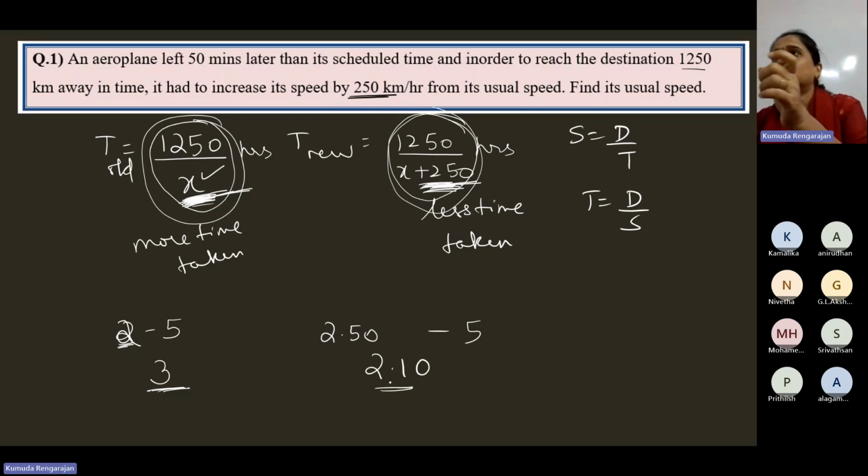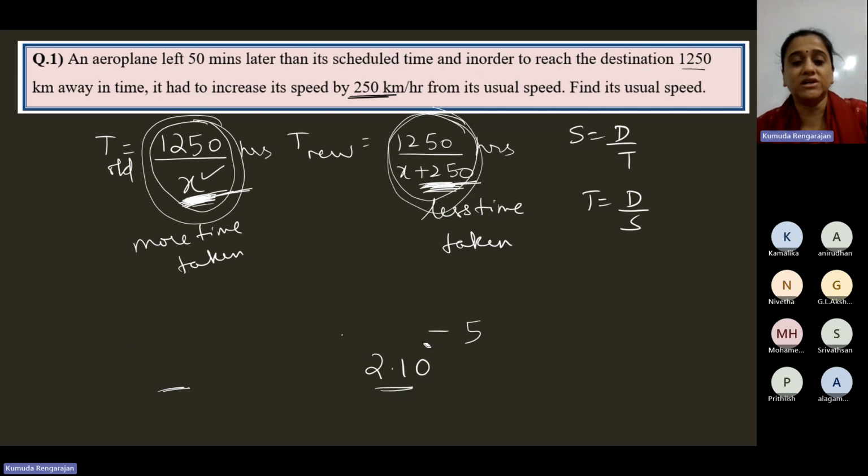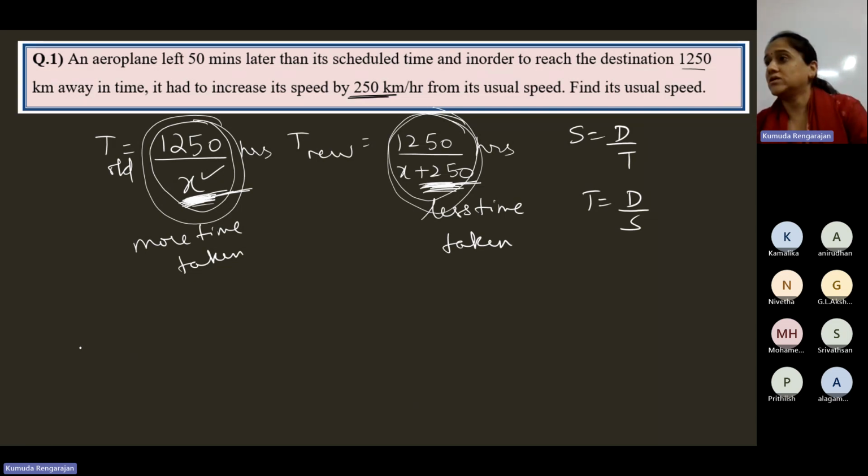So this is the equation you have to have in words: the difference in time taken is 50 minutes. Whenever you're solving a word problem, you need to read the situation and construct the equation in words first, and then convert that equation in words to a mathematical equation by substituting the relevant expressions. So we've constructed the equation in words.